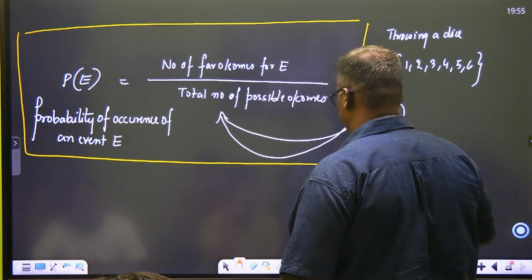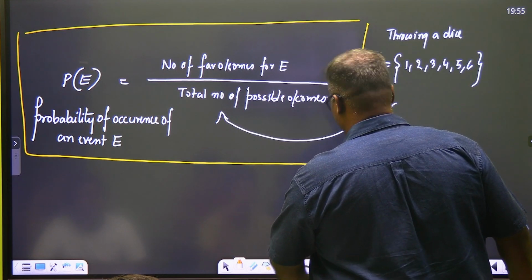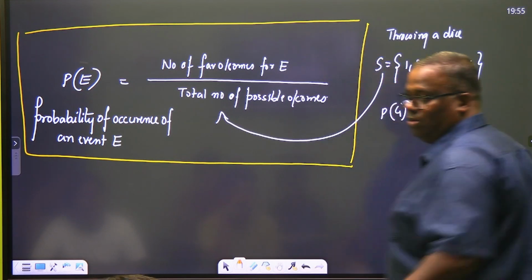See, he's also telling me that one month you have kept me under rest, no classes. Probability of getting the number 4.